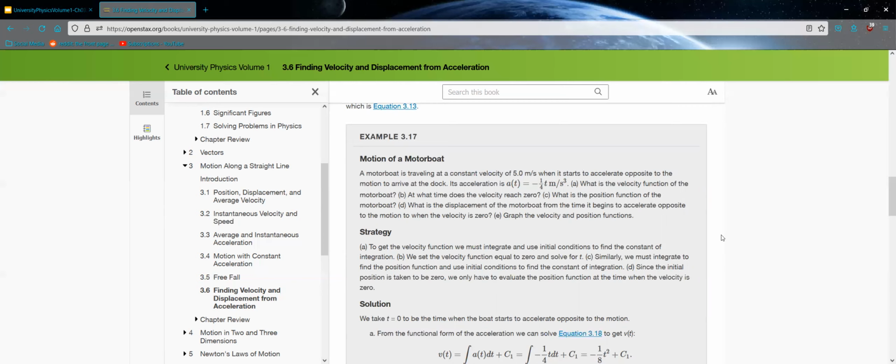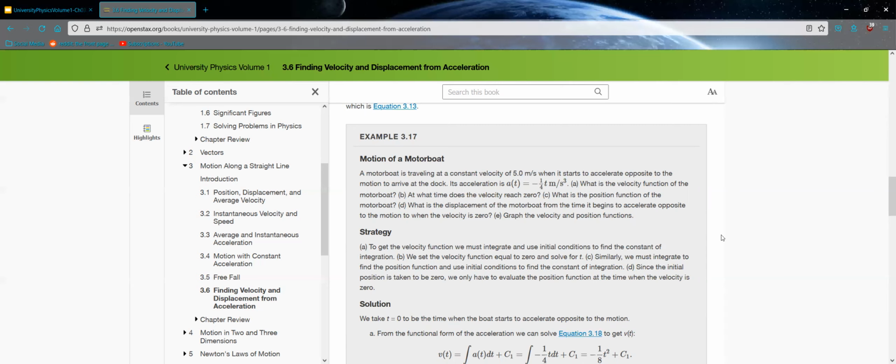So it's decelerating, 1, because it's negative, and 2, there's a t in the acceleration equation. Interesting. What is the velocity function of the motorboat? That's calculus, right? At what time does the velocity reach 0?